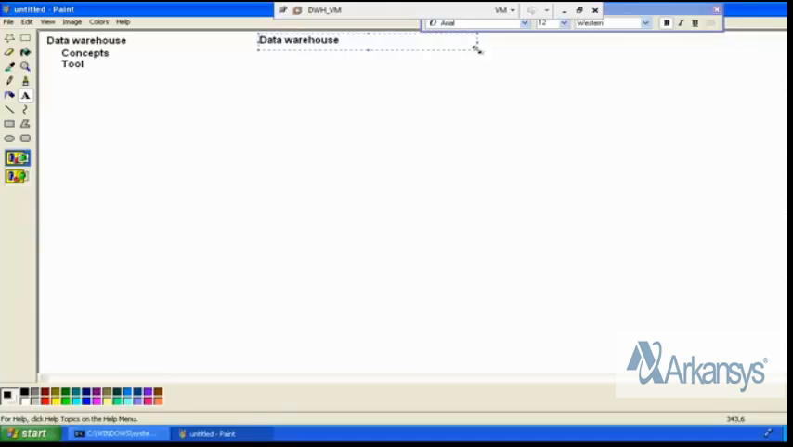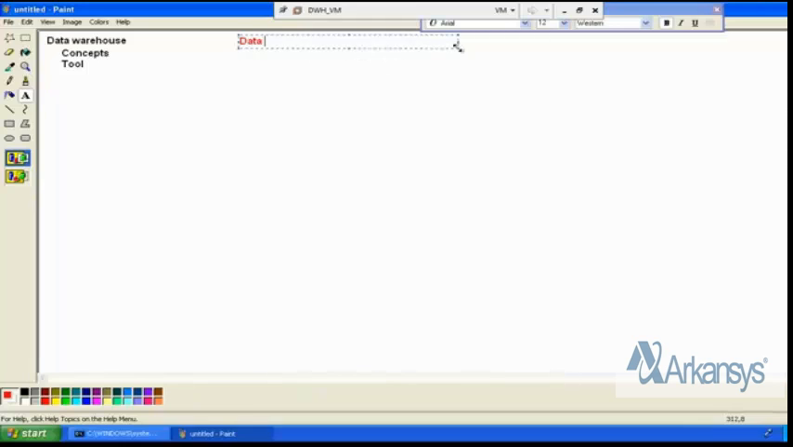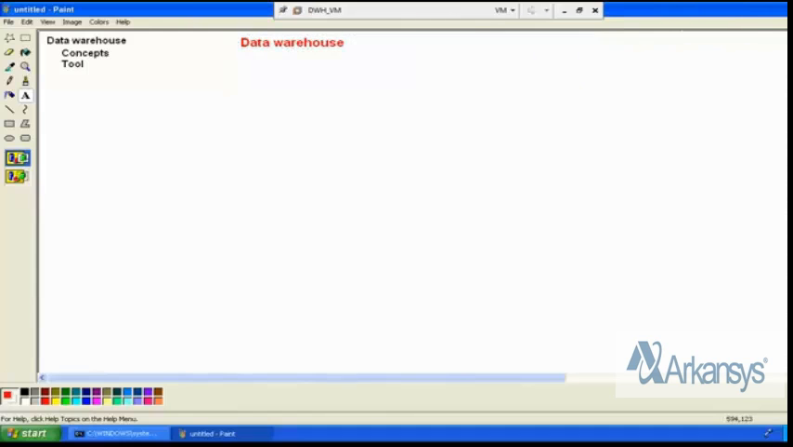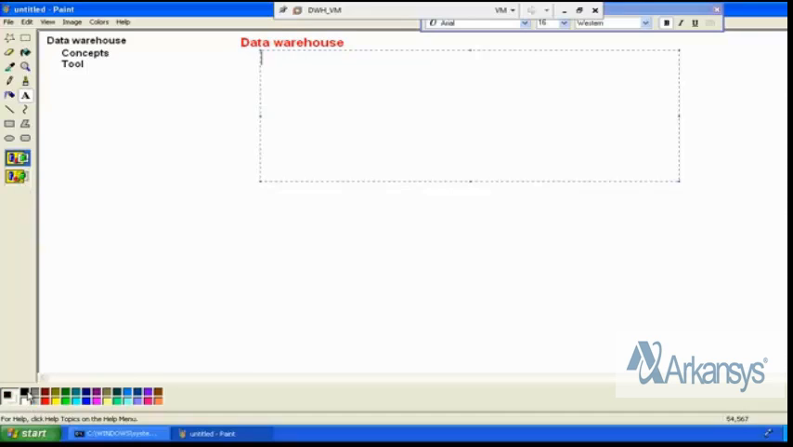Data warehouse. So what is a data warehouse? A data warehouse is a storage area.